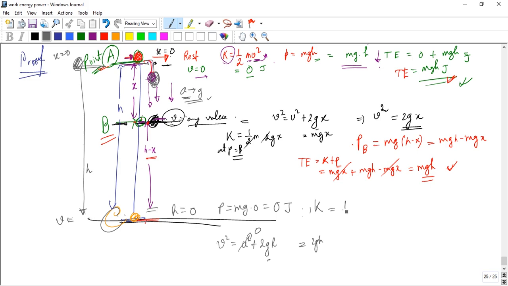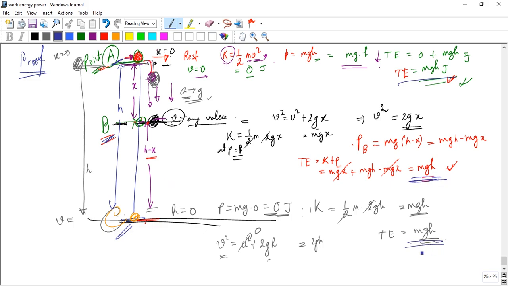So half m v square, we get half m times 2gh, the 2 cancels, that is also equal to mgh. And total energy, kinetic energy plus potential energy, where potential energy is 0 joule, gives mgh. So from these three points, point A, point B and point C, we conclude that the total energy is mgh at the top, mgh at point B, and mgh at point C.